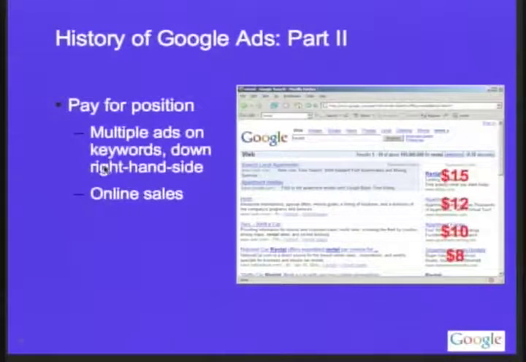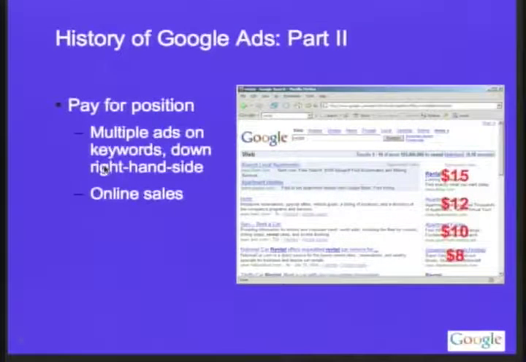Then what we did was, this was the second part in our evolution. We started selling ads on a per position model. So here what we said was, again, it's still on an impression basis. But rather than selling a single ad, we also had ad slots on the right-hand side of the page. So these were still relevant to what the user was looking for.